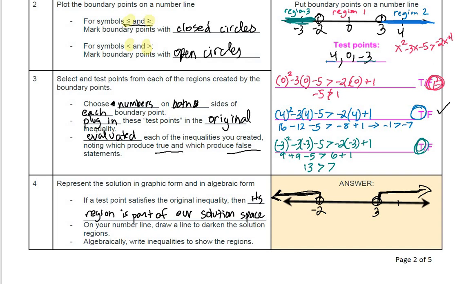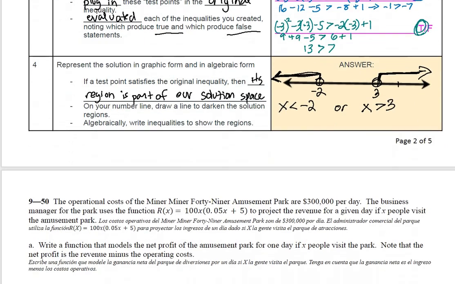This is how you can show the answer to a quadratic inequality graphically. Algebraically, we would write the following: x is less than negative 2, or x is greater than 3. We continue.